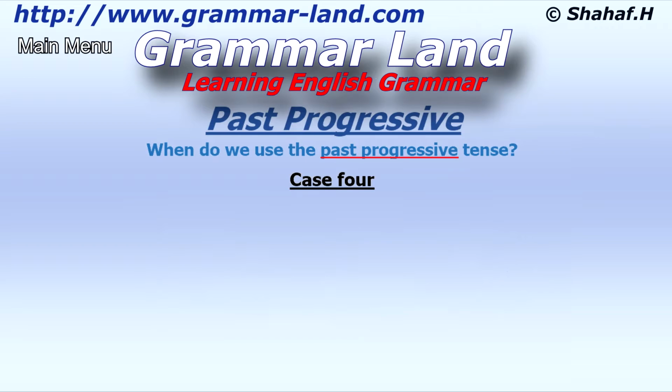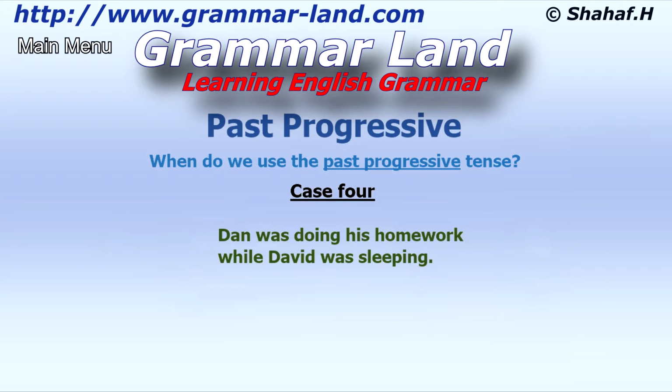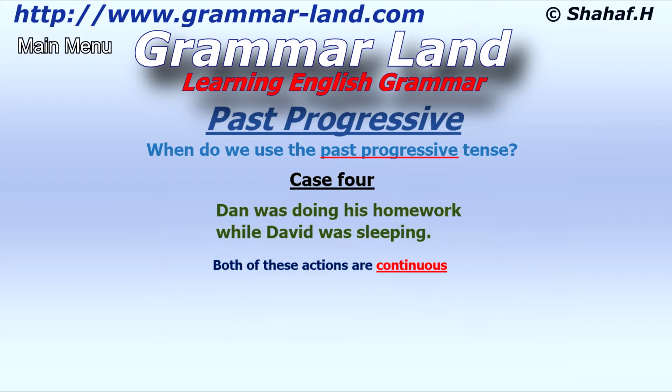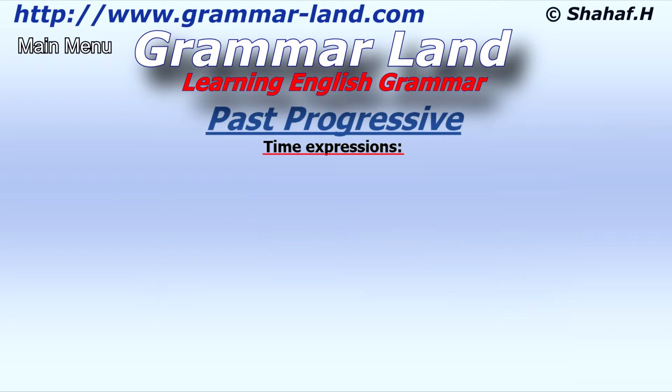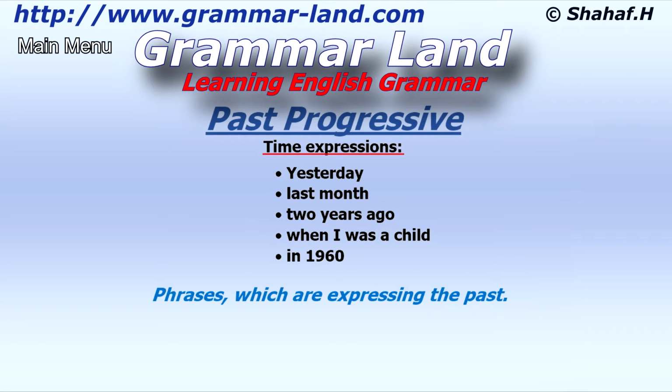The last case is when a number of continuous actions happened simultaneously in the past. Dan was doing his homework while David was sleeping. Both of these actions are continuous and have occurred in the past at the same time. Typical time expressions are just like the past simple tense: yesterday, last month, 2 years ago, when I was a child, in 1960, and so on. Phrases which are expressing the past.